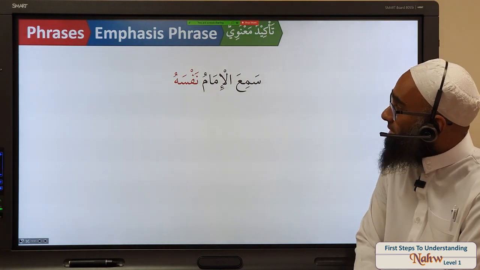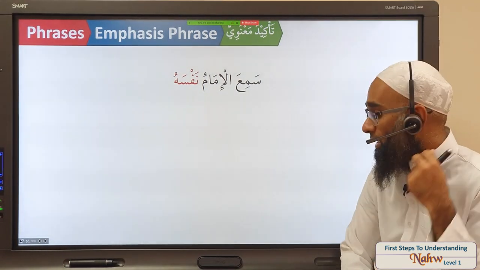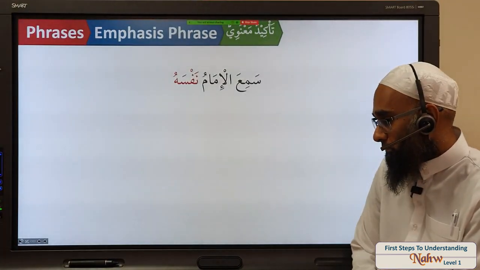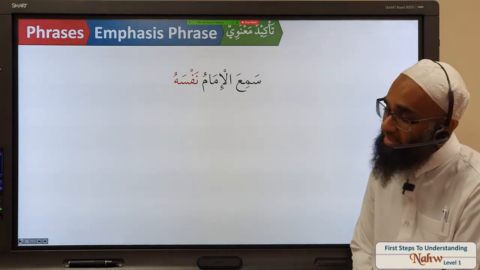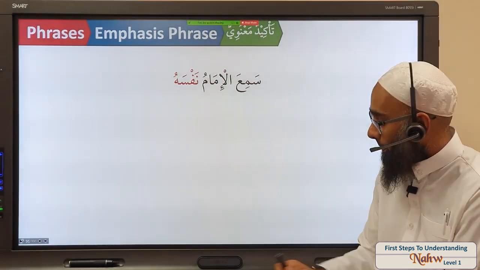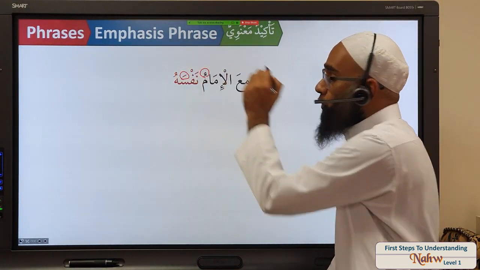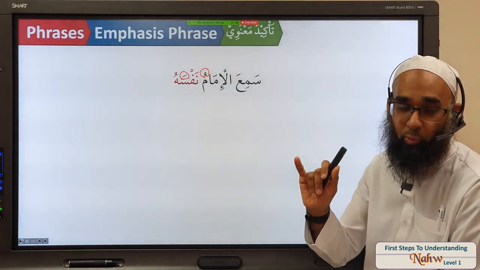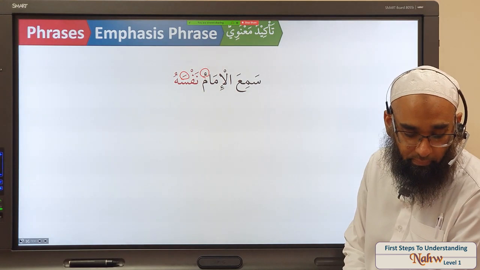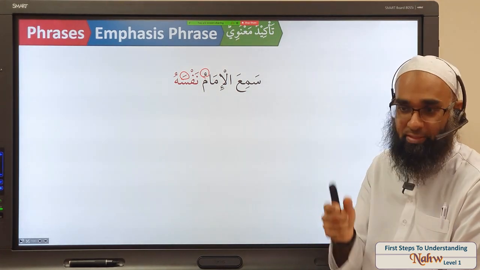Ji, continue up. It says Sami'a al-imamu nafsahu. Is this a reflexive pronoun or a mu'akkad ta'kid? Why is it a reflexive pronoun? This is mansoob and this is marfu. They don't match in i'rab. Therefore, it's a reflexive pronoun. How would you translate this? The Imam heard himself. He could hear his own voice.